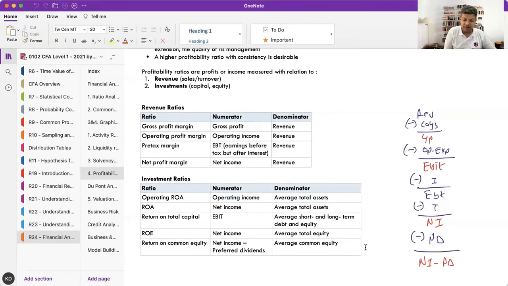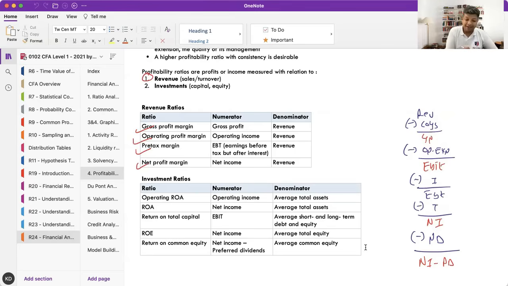Now, which is the first profit? Gross profit. So you have gross profit margin, which is gross profit over revenue. Operating profit margin, which is operating profit over revenue. Pre-tax margin, which is earnings before tax over revenue. Net profit over revenue. For all these ratios, higher the ratio, better it is. These are profitability ratios with respect to revenue.